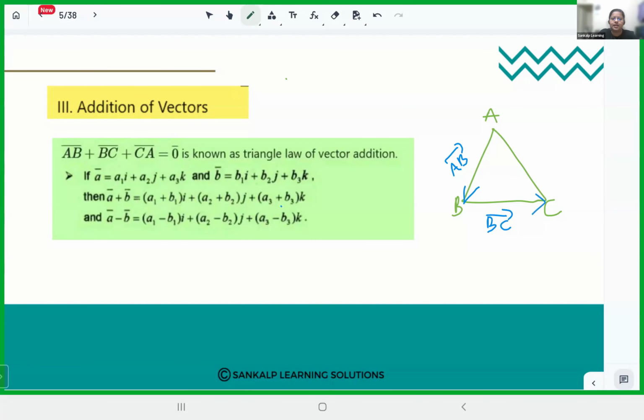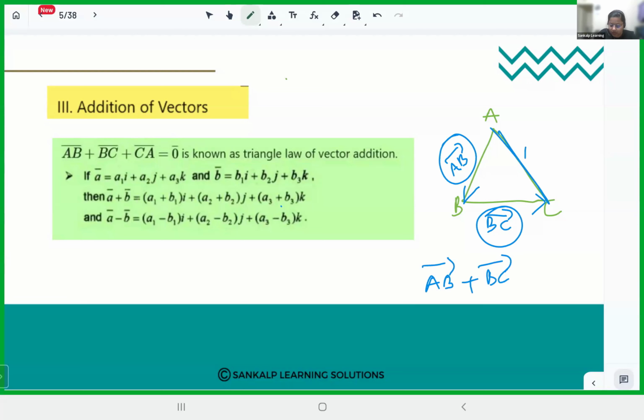So directed line segments are vectors, right? AB is a line segment. When you give a direction to that line segment, it becomes a directed line segment, and this directed line segment is the vector. So AB is a vector, BC is a vector. Then according to the triangle law of vector addition, if you add vector AB plus vector BC, then you will get vector AC.